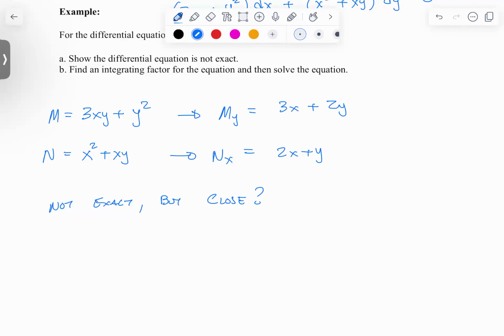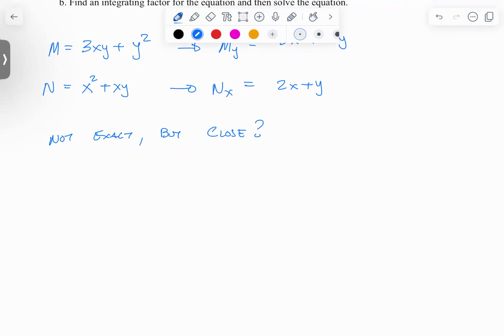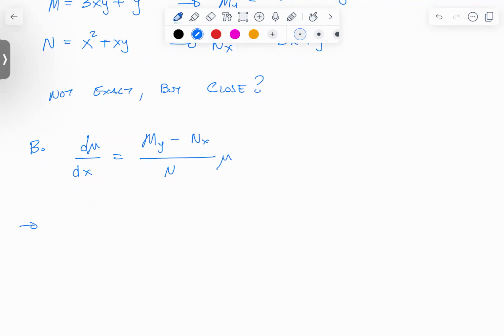But they kind of seem close, right? I mean, it definitely feels like it's close. Okay, so the integrating factor. The good news is we already found the pieces associated.